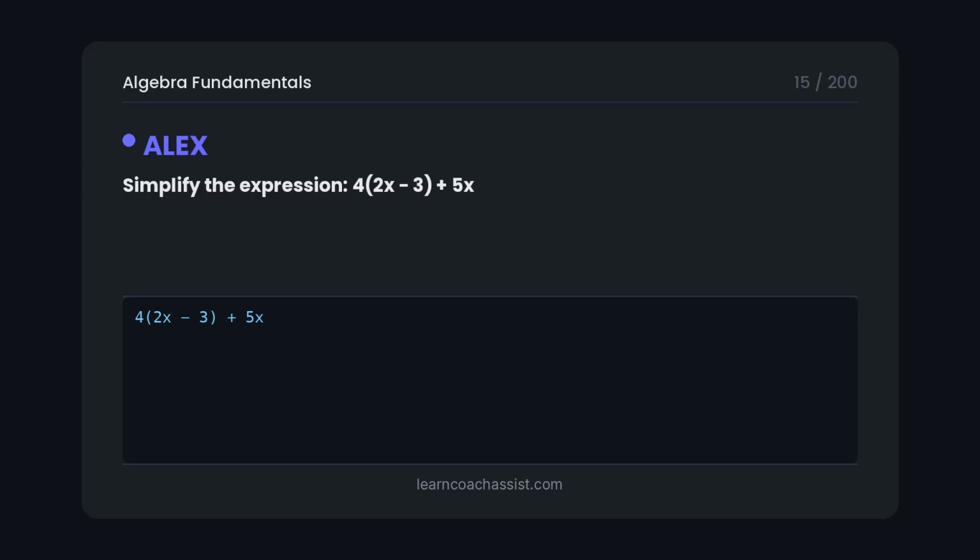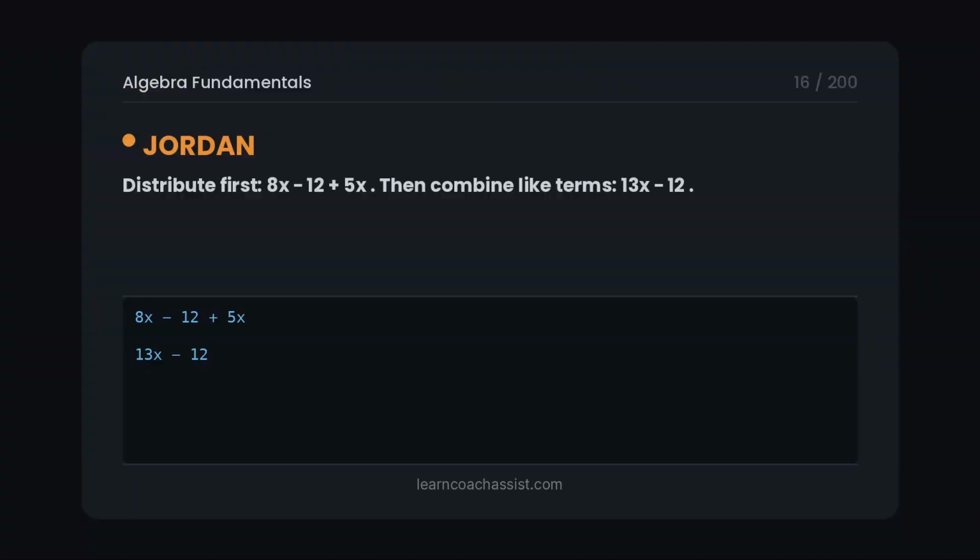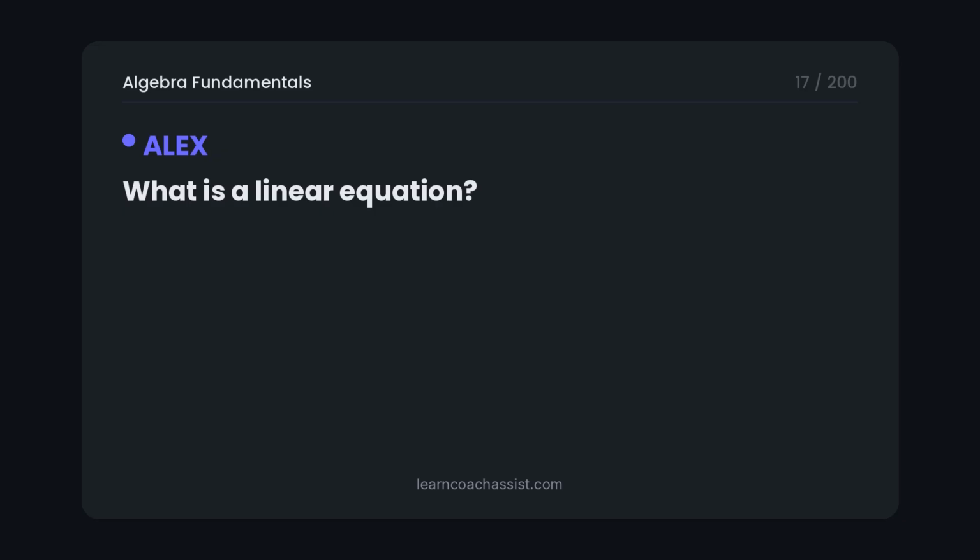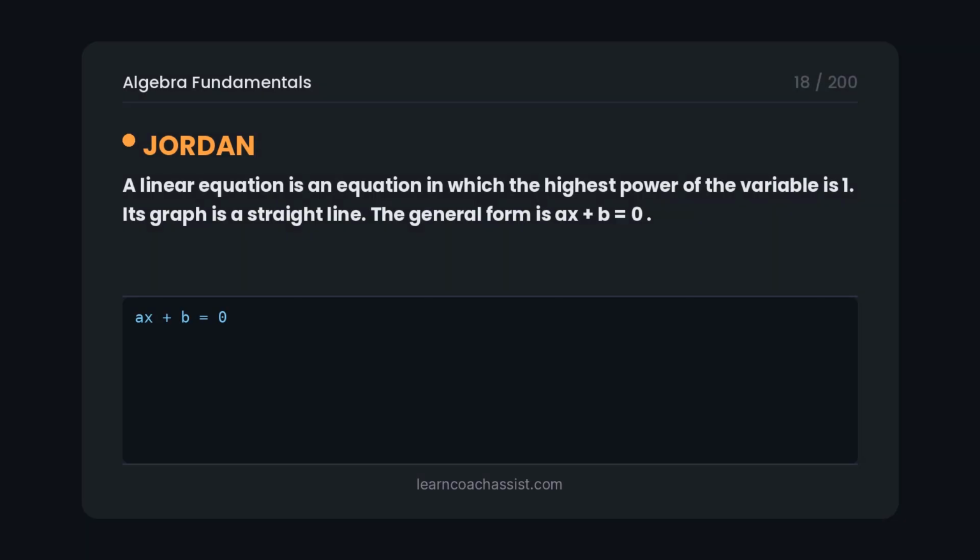Simplify the expression 4(2x - 3) + 5x. Distribute first: 8x - 12 + 5x. Then combine like terms: 13x - 12. What is a linear equation? A linear equation is an equation in which the highest power of the variable is 1. Its graph is a straight line.